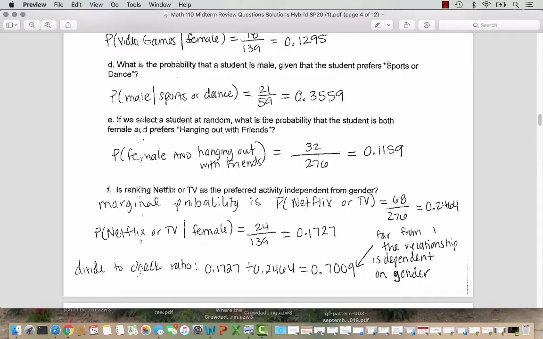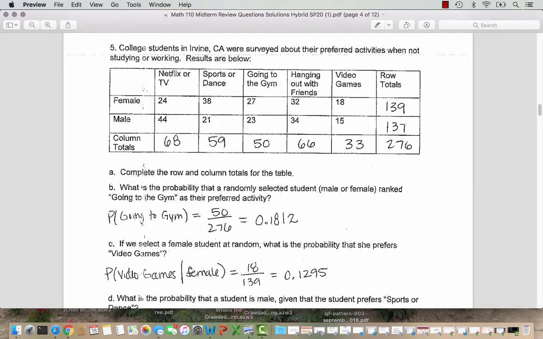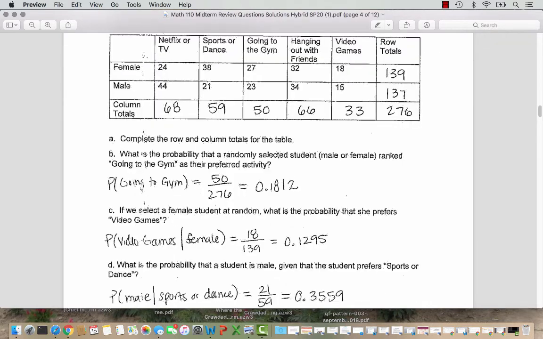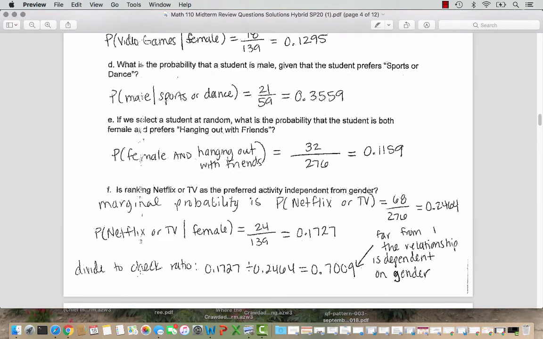Part F asks us, is ranking Netflix or TV as a preferred activity independent from gender? So here's where we have to compare marginal and conditional probabilities. So the marginal probability that someone likes Netflix or TV is 68 out of 276. You can see up in the table. The 68 comes from the column total of Netflix or TV, and the 276 is everybody surveyed. So that's our marginal probability. And 68 out of 276 as a decimal is 0.2464.